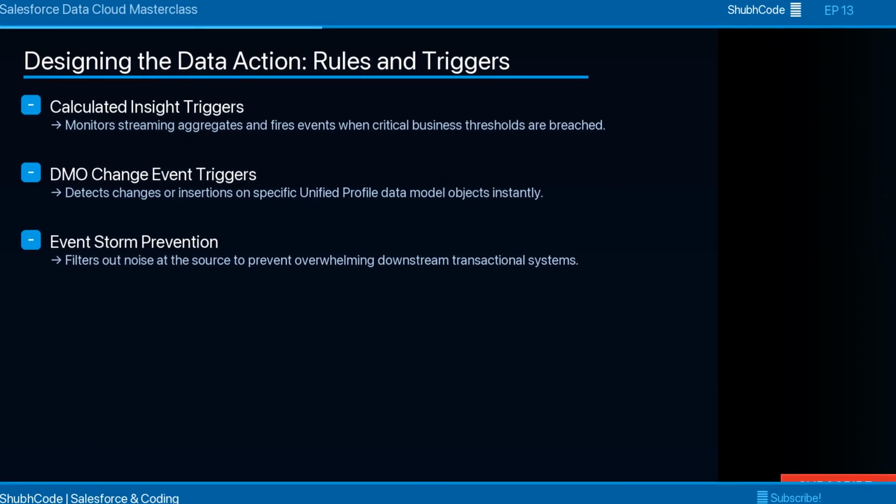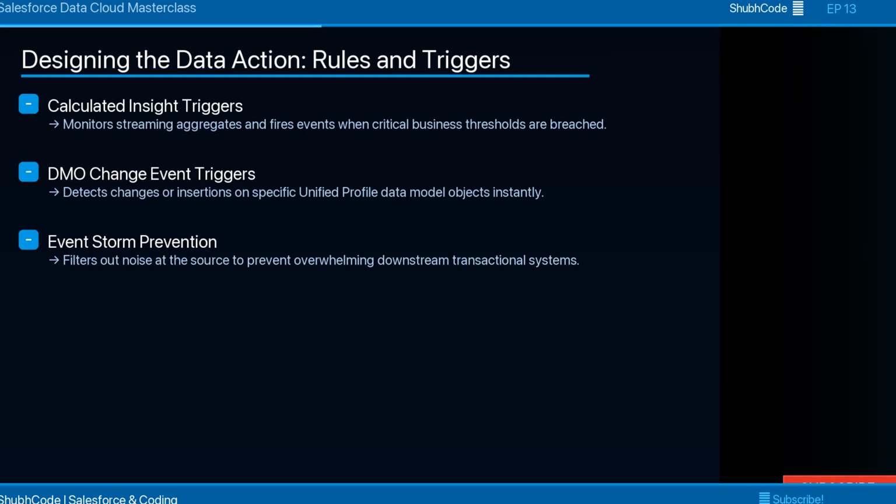Now that our highway is built, how do we decide when a delivery truck leaves the warehouse? We build a data action definition based on a trigger. This trigger can monitor changes in a data model object or, more powerfully, evaluate a streaming calculated insight. For instance, when a cart abandonment event occurs and the calculated risk score exceeds 80, that change acts as our trigger condition. You must carefully design your trigger logic to prevent event storms. If your criteria are too broad, you might flood Core CRM with millions of event messages, creating massive performance bottlenecks.